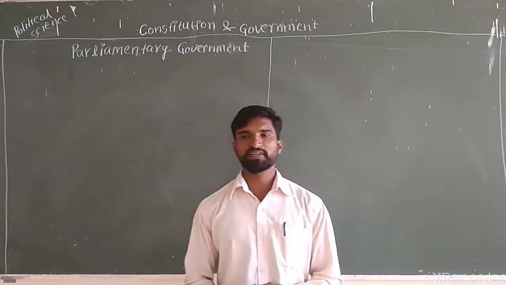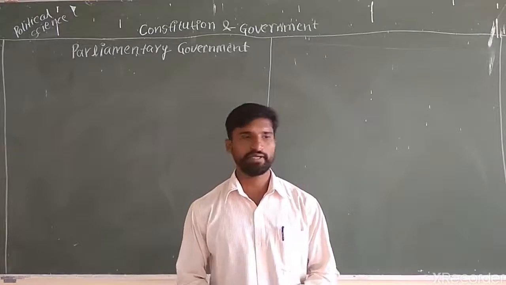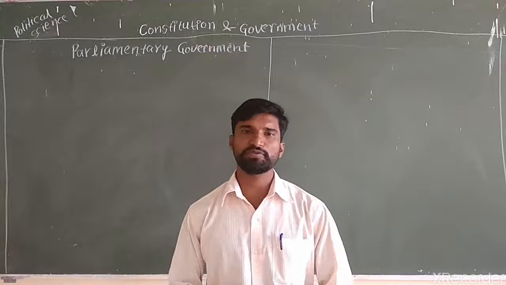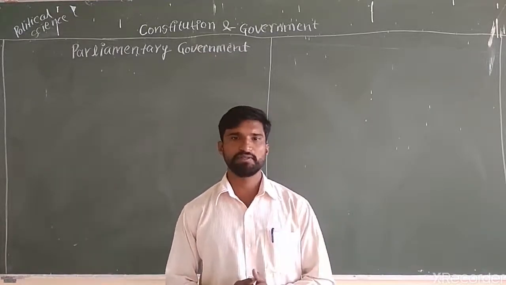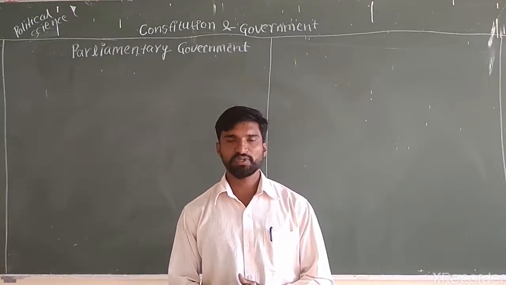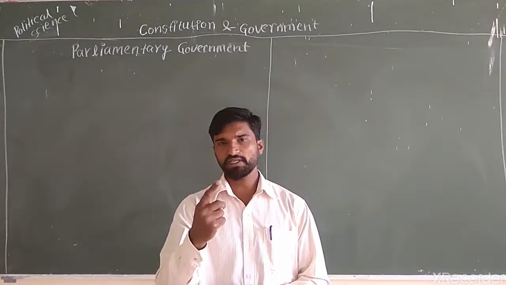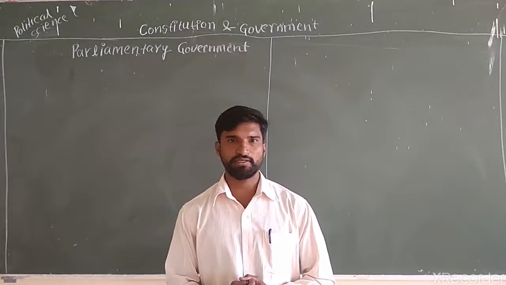In previous videos we started with the fourth unit, that is Constitution and Government, and we already saw the different types of constitutions: written, unwritten, rigid, flexible. Then we started with the government. In that we saw two types of governments. One is democratic, the second one is dictatorship or dictatorial government.